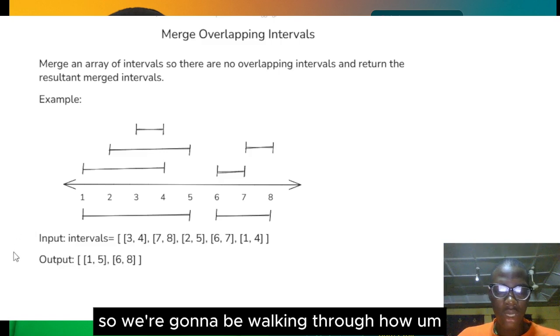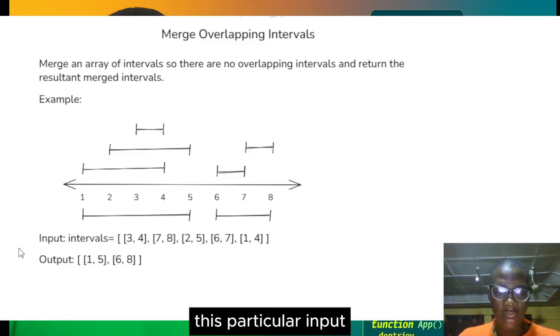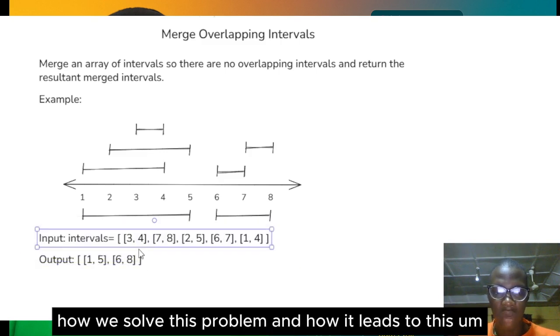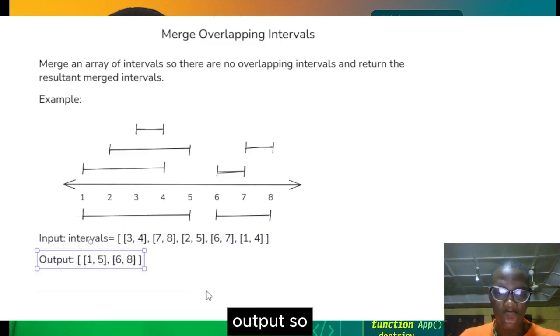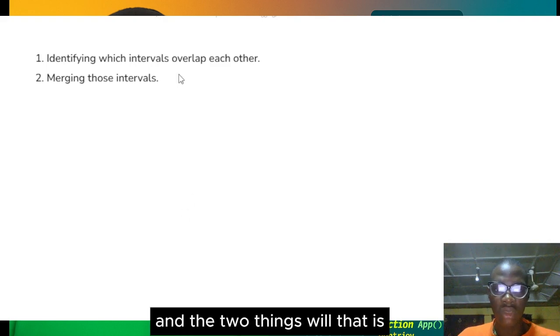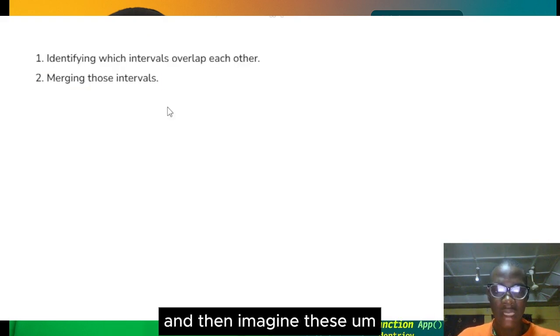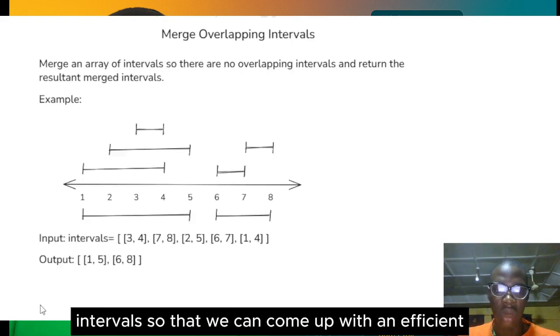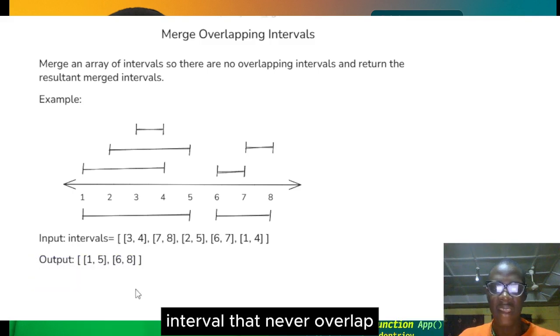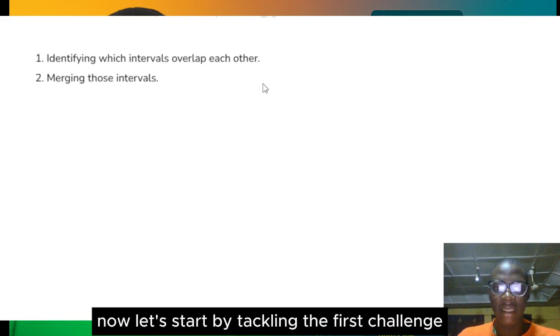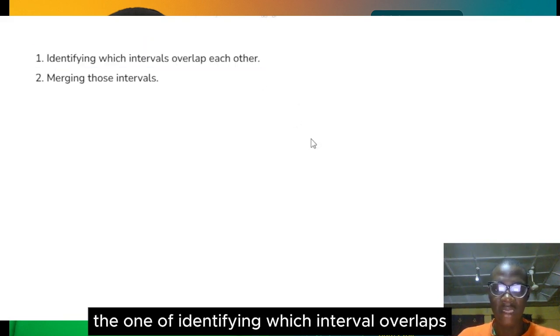We are going to walk through how we solve this problem with this particular input and how it leads to this output. The 2 things that are majorly considered are how to identify which intervals overlap, and then merging these intervals so that we can come up with an efficient set of intervals that never overlap. Now let's start by tackling the first challenge, identifying which intervals overlap.